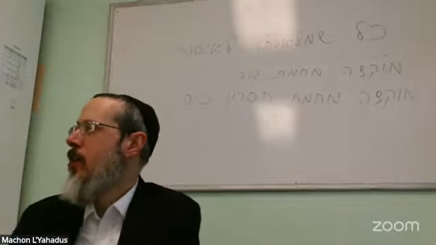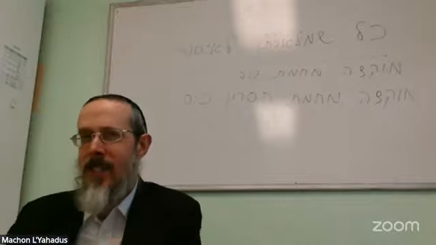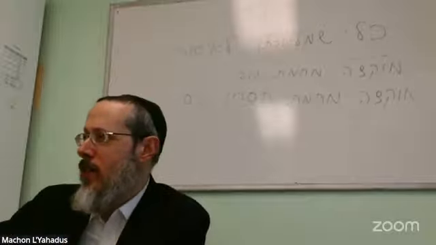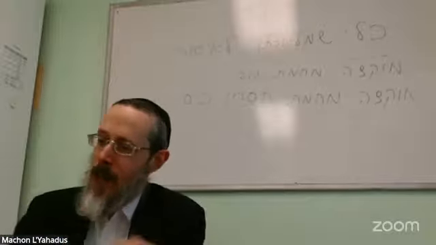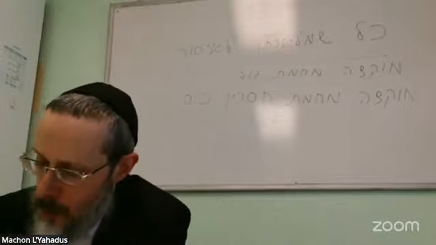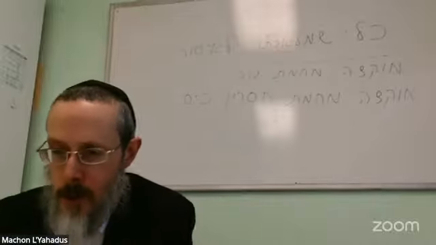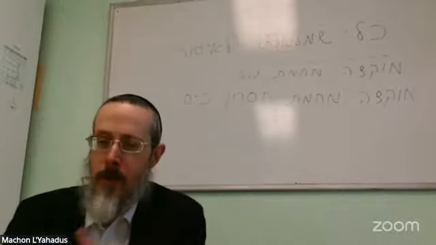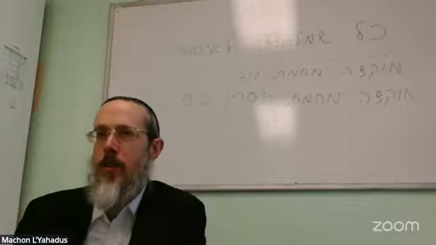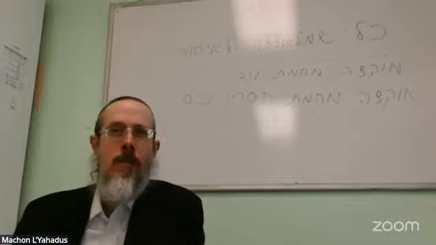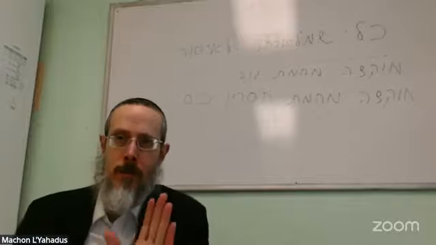There's discussion on it, but the bottom line is that if you have a stash of blank paper, it's in the category of absolute muktzeh. So if you want to take a piece of paper and put it in the sefer you're learning to hold your place, you can't. It's absolute muktzeh.